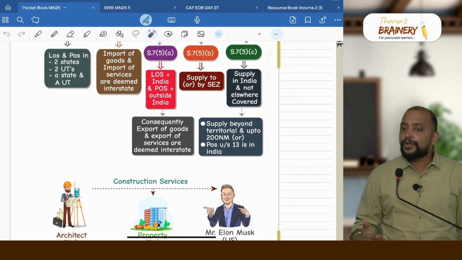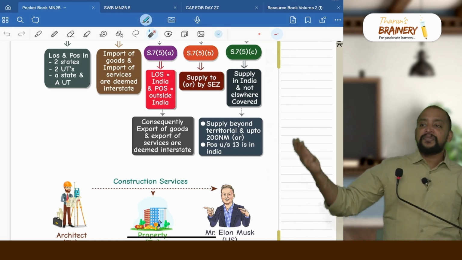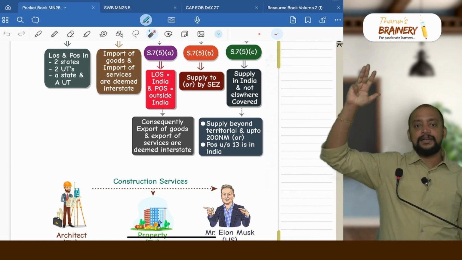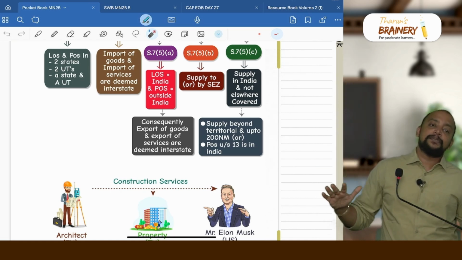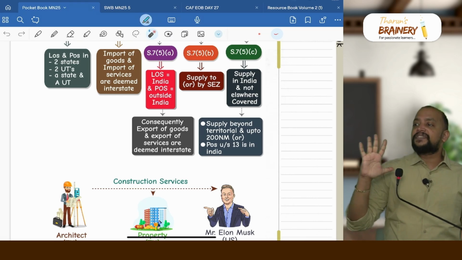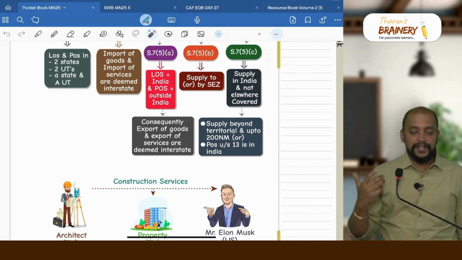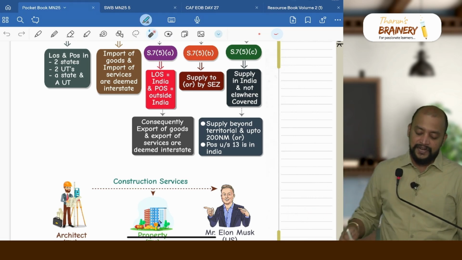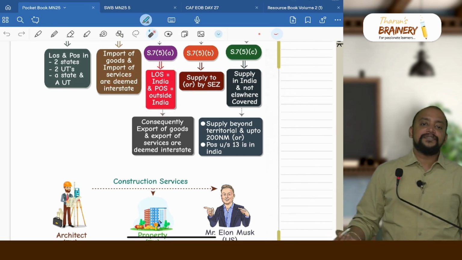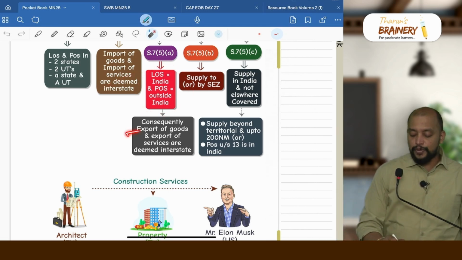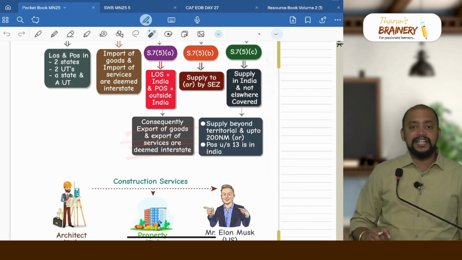Services to Nepal and Bhutan, and money credited in the rupee vostro account maintained by a foreign bank outside India. Then last, supplier and recipient are not two establishments of the same person. If these 5 conditions are satisfied, it is export of service. The 2 conditions are already satisfied, that is supplier in India, place of supply outside India. So due to that reason, we can happily conclude that export of goods and export of service are deemed interstate.